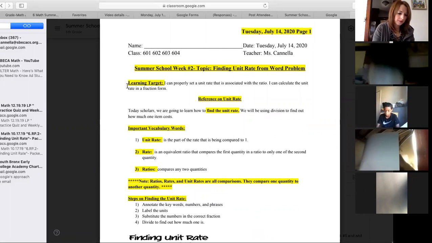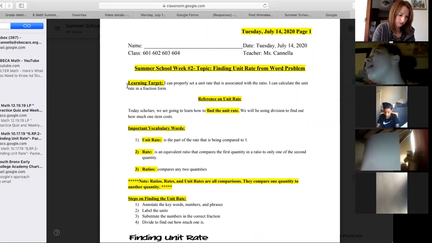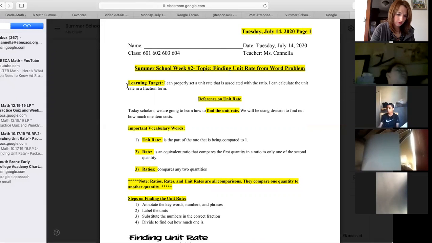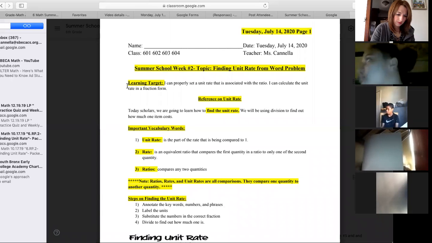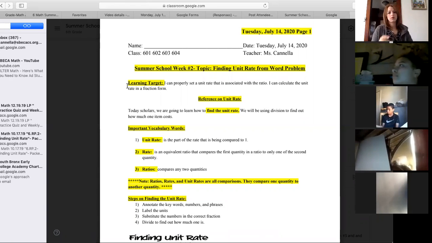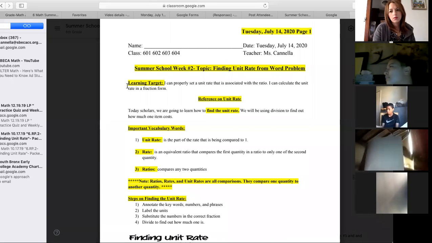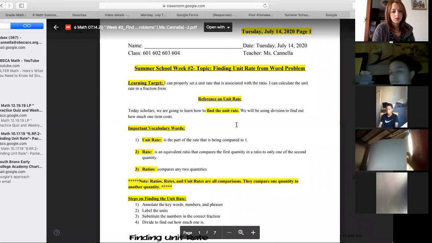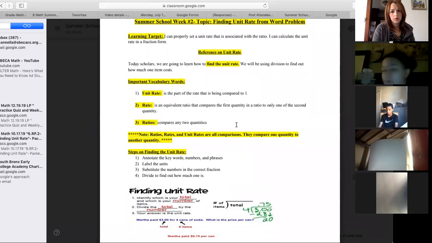Learning target. I can properly set a unit rate. This is associated with the ratio. I can calculate the unit rate in a fraction form. Today, scholars, we are going to learn how to find the unit rate. We will be using division to find out how much one item costs.